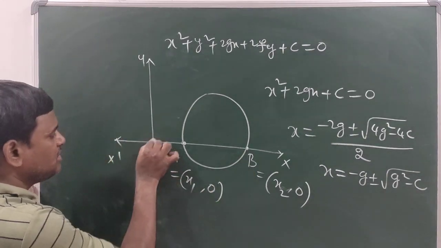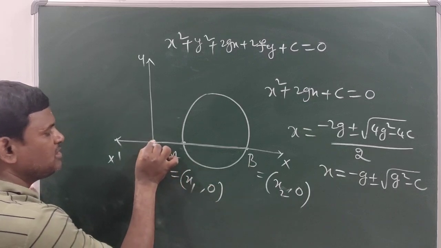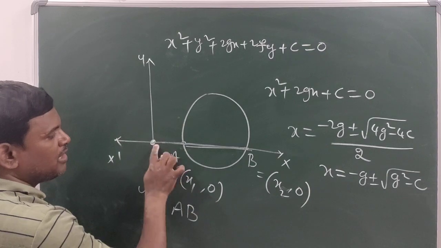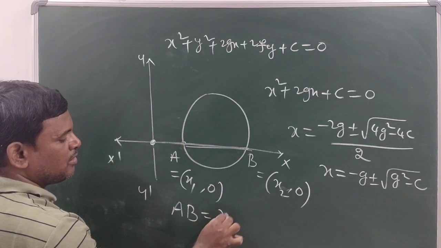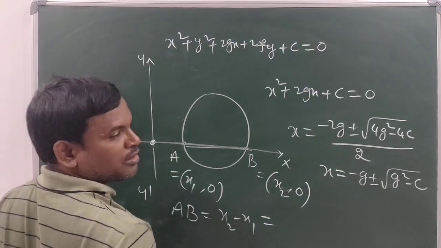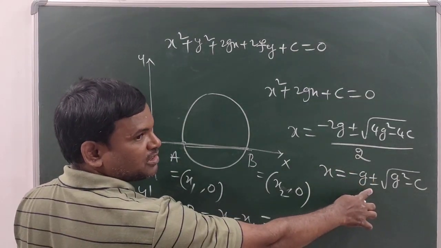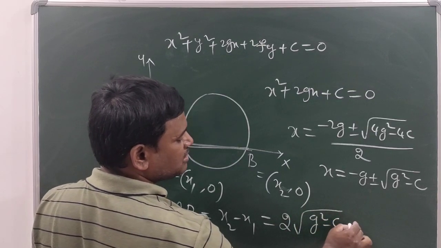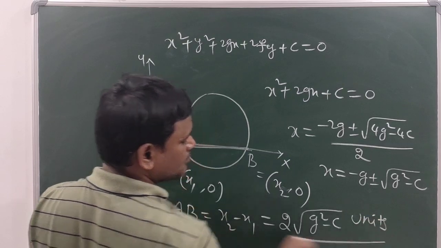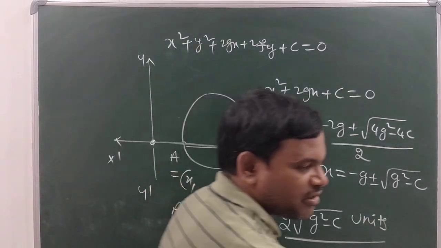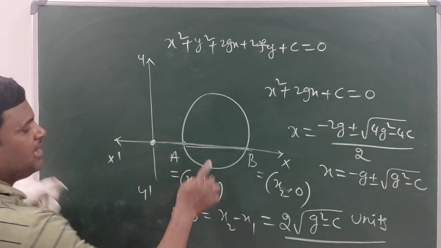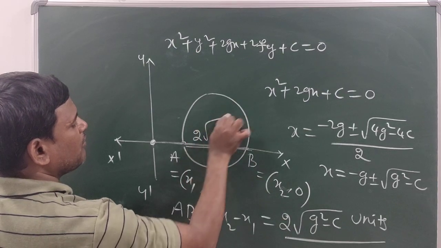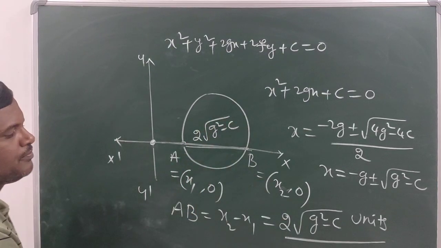Now you know the distance from origin to B is x2. The distance from origin to A is x1. You want AB. AB, how do you get? Difference, x2 minus x1. Okay, now x2 means plus, x1 means minus. Simplify that. You will get 2 into root of g square minus c units. What is the x-intercept made by the circle? So this length A to B is 2 into root of g square minus c.